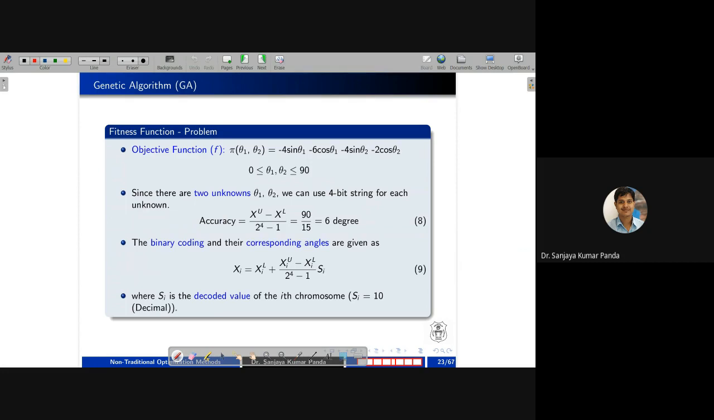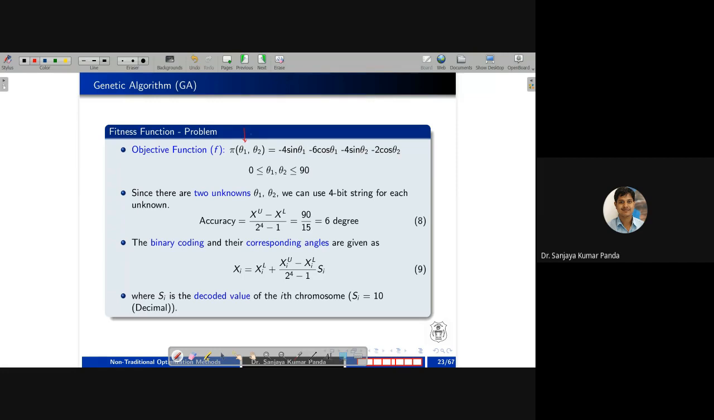Like here you can see, I have taken an objective function f. That objective function f is equal to f of theta 1 comma theta 2. Theta 1 and theta 2 are nothing but the angles, right? So suppose the fitness function f is equal to minus 4 sine theta 1 minus 6 cos theta 1 minus 4 sine theta 2 minus 2 cos theta 2.